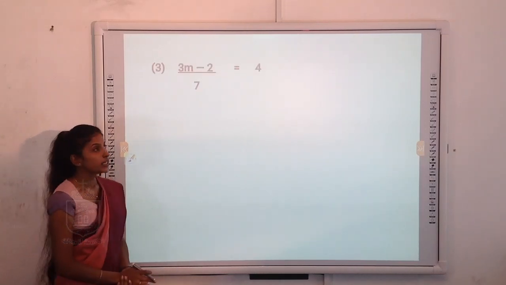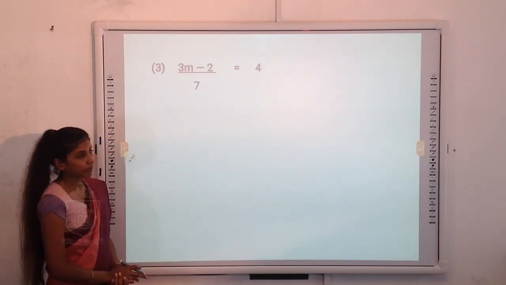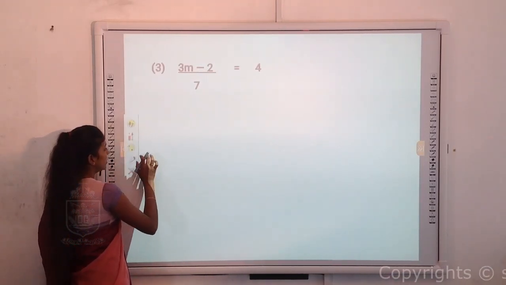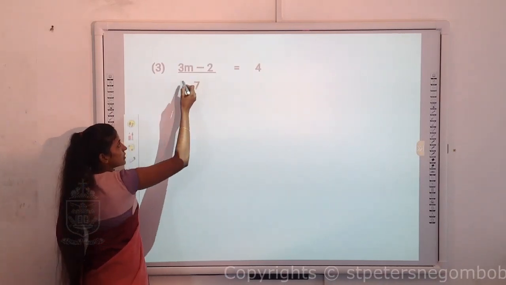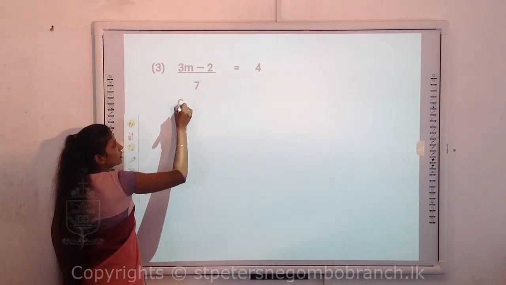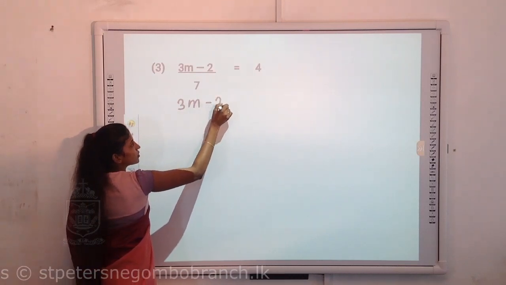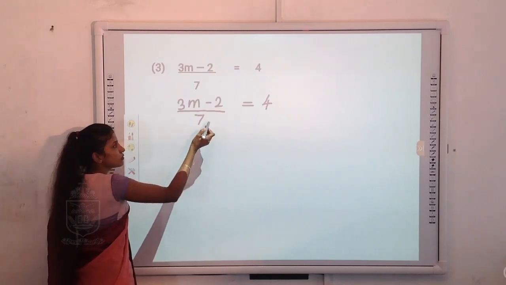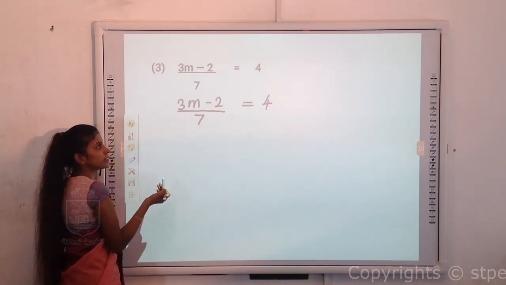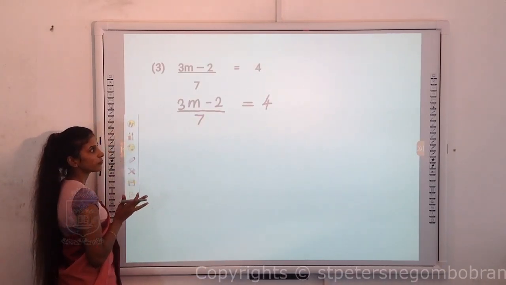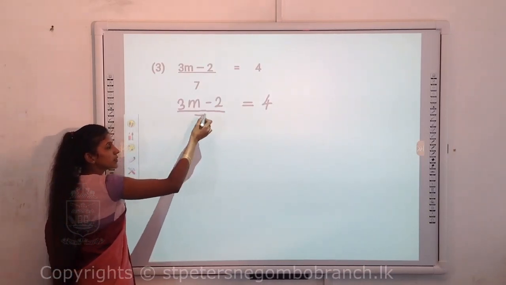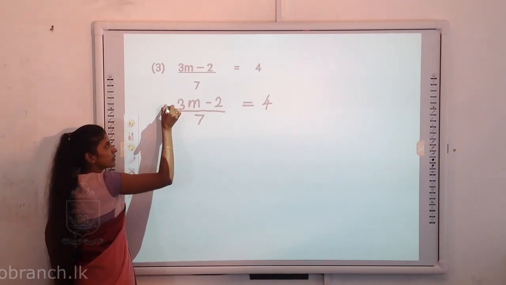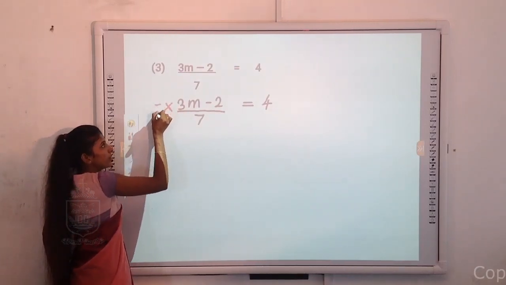Another example, the expression 3m minus 2 divided by 7. Like we did earlier, this is the number which is in the denominator: 3m minus 2 divided by 7. It is easy for us to remove this denominator value, that is 7. So how to remove 7? It is divided. So what's the opposite of division? Always, in order to cancel, you have to do the opposite. That means you have to multiply by 7.